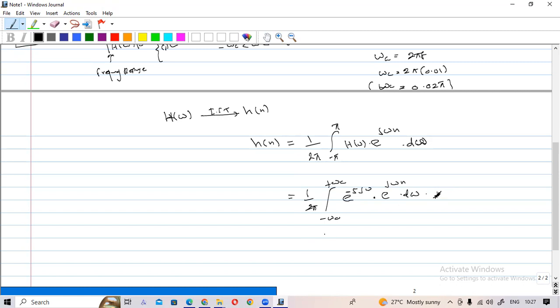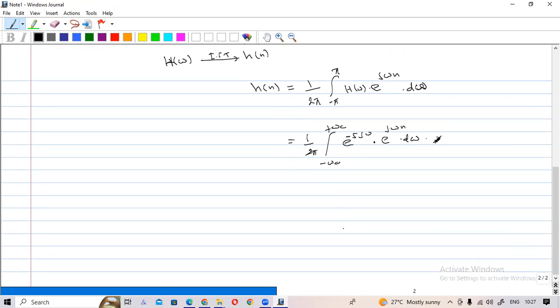So you have to do this integration only. This integration we have done several times, so it is not much difficult. So you can calculate this Hn. That is 1/2, 1/2. And you have to do this integration.